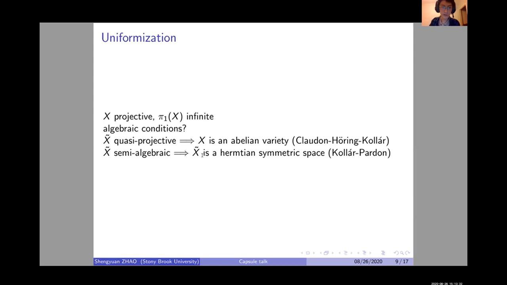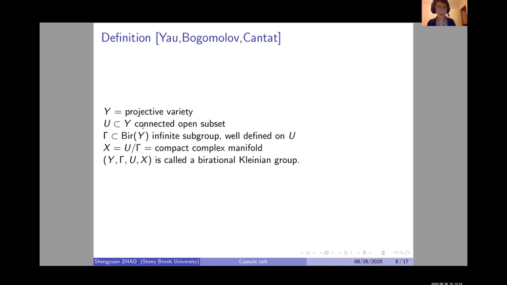Okay, so from this point of view of uniformization, the study of birational Kleinian groups is a problem of uniformization with models. So what do I mean by models? I mean, not only do we put the universal cover in the algebraic variety, but we ask that the action of the deck transformations extend to be algebraic actions.